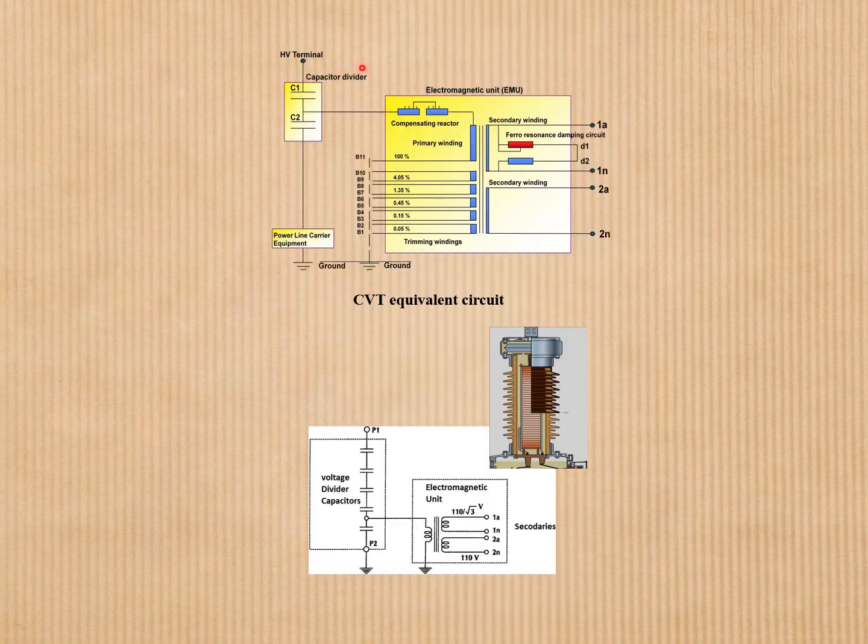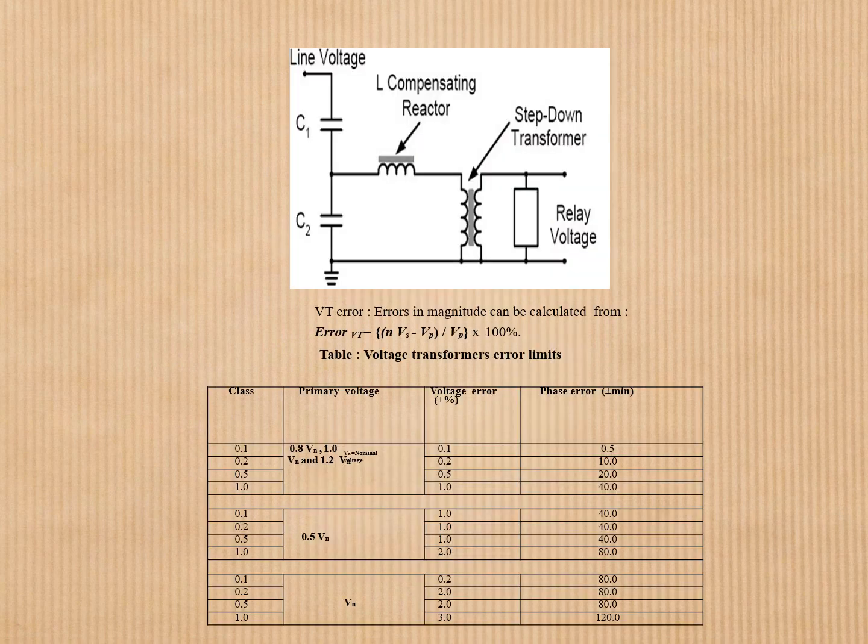This is the CVT equivalent circuit. This is the HV terminal capacitor divider, this is the electromagnetic unit EMU, and this is the voltage divider capacitor. This is P1, and here the electromagnetic unit, and this is the secondary unit. This is the diagram of the CVT equivalent circuit, with line voltage, compensating reactor L, step down transformer, and relay voltage.